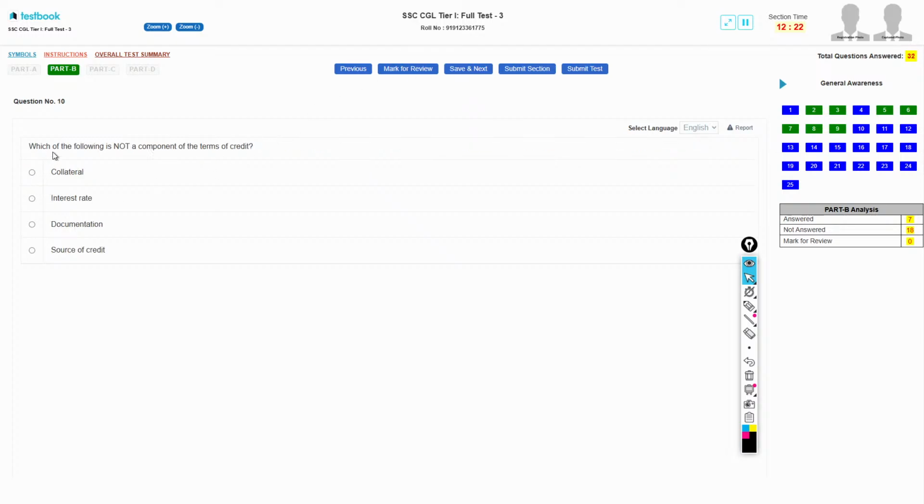Let's see. Which of the following is not a component of the terms of credit: collateral, interest rate, documentation, source of credit? I think documentation is not a term associated with credit. Who compiled Mahatma Gandhi's core ecological ideas in the book Mahatma Gandhi and the Environment? I have no idea. Which of the following is a primary economy activity?